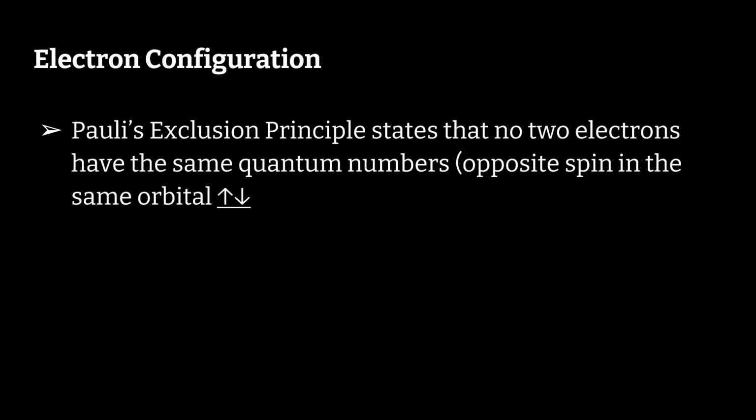And then we have the Pauli exclusion principle, which states that no two electrons have the same quantum numbers, and so they have an opposite spin within the same orbital. So we have an up spin and we have a down spin. And this is just designed to make sure that the electrons are maximizing their space away from each other.